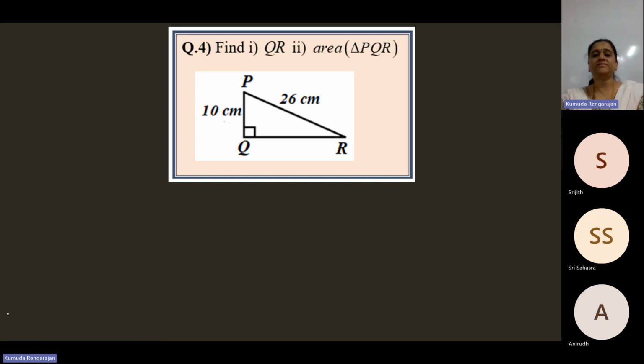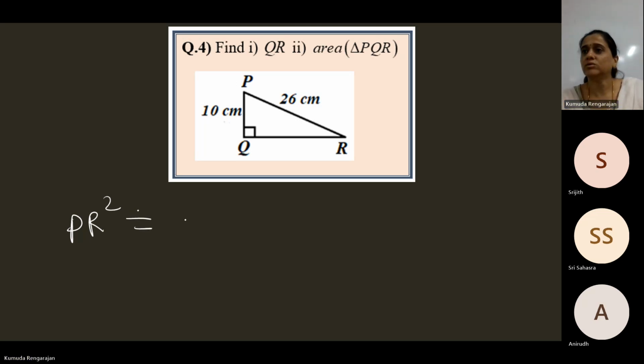Now, is triangle PQR a right triangle? We don't want the length of QR yet. Is triangle PQR a right triangle? Which angle measures 90 degrees? Q. Angle Q is equal to 90 degrees. Which is the side opposite to angle Q? PR.